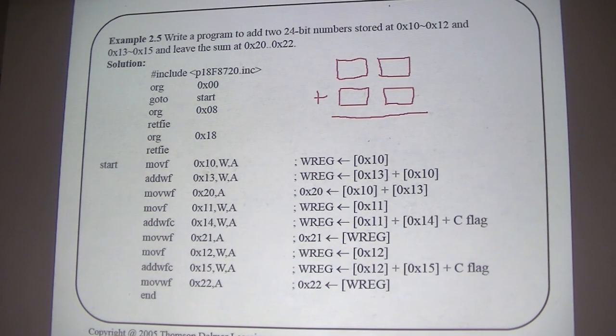Okay, it says write a program to add two 24-bit numbers. Maybe next time I need to get the pad with the pad. I'm actually humiliating myself in front of the camera.